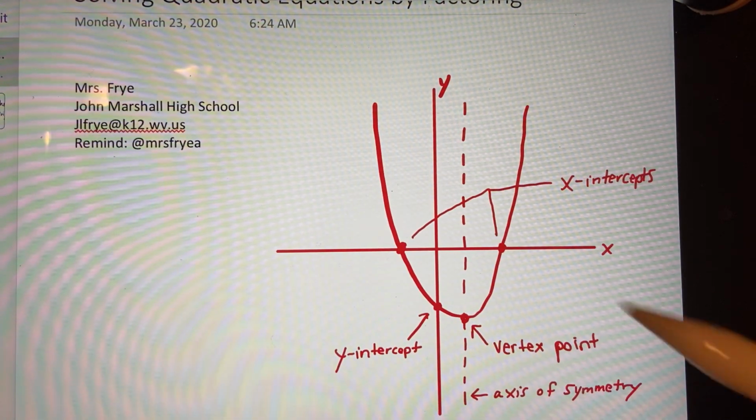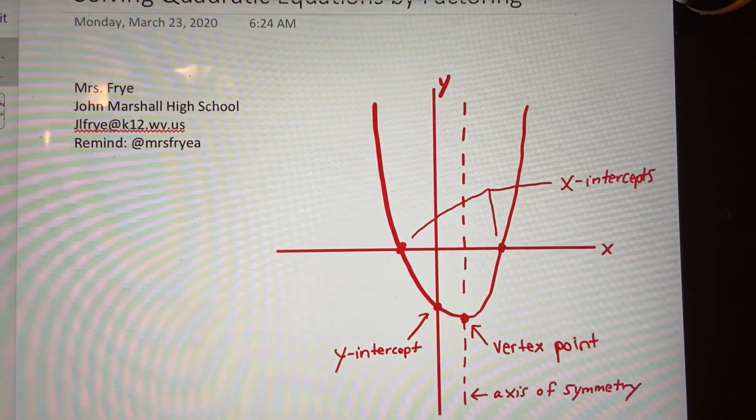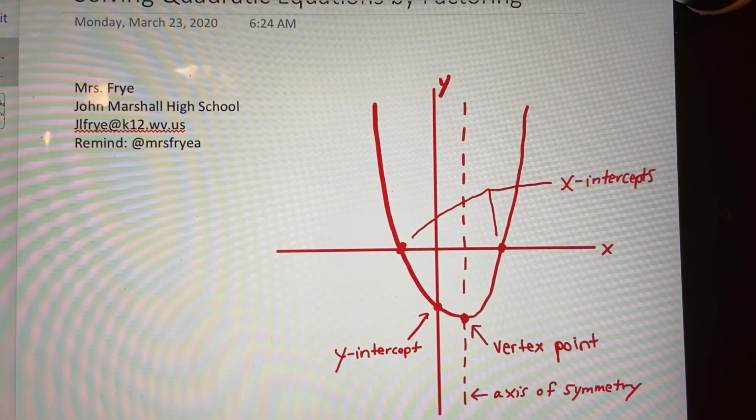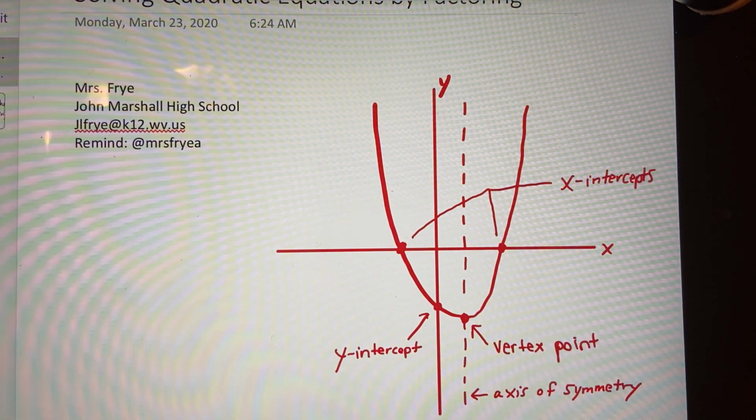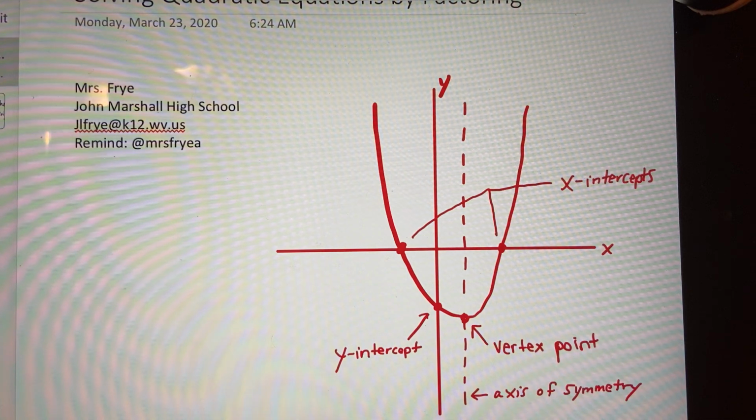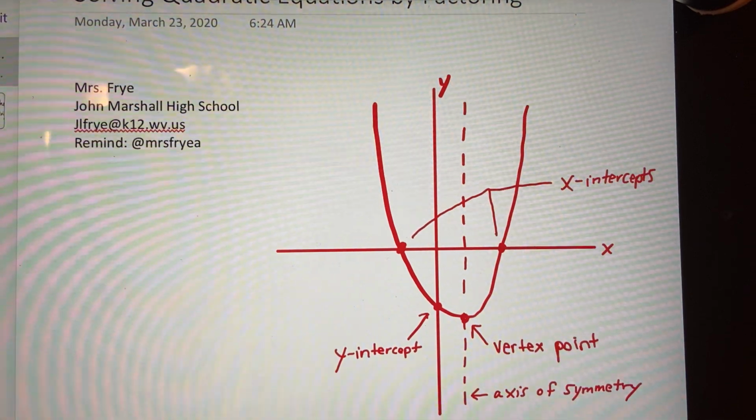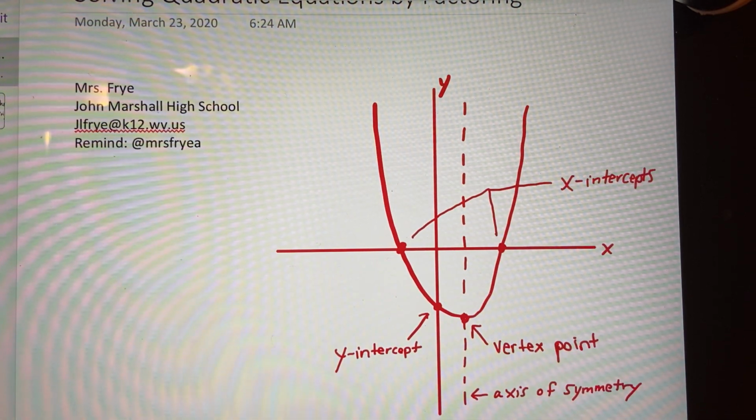Then we have the axis of symmetry, that's the dotted line. The axis of symmetry is the line in which the graph is symmetric about, and the vertex point will lie on that axis of symmetry. Then we have the y-intercept. That's the point in which the graph crosses the y-axis.